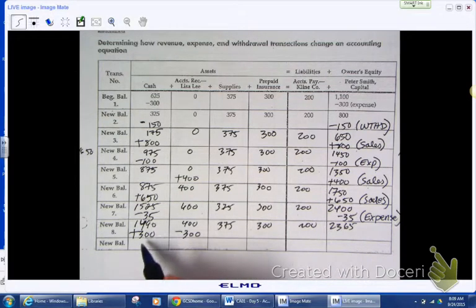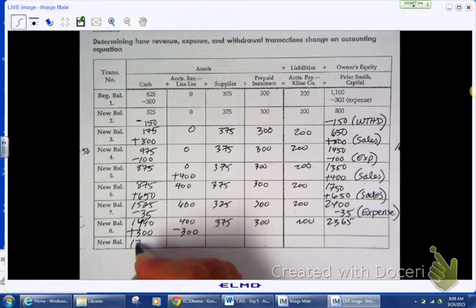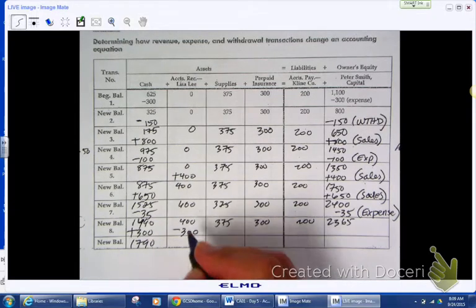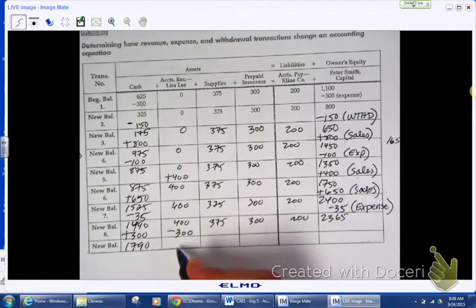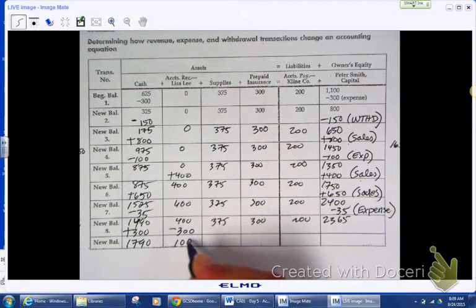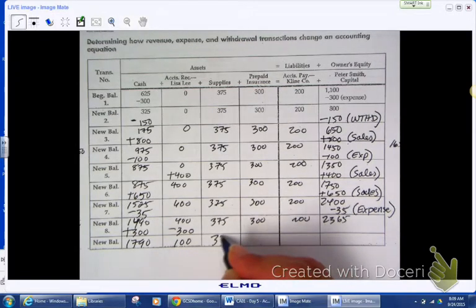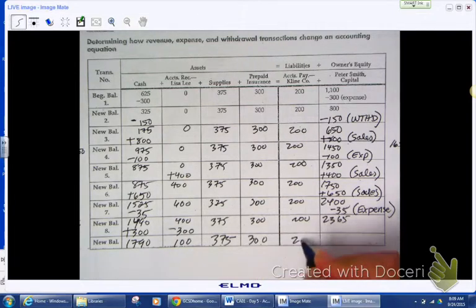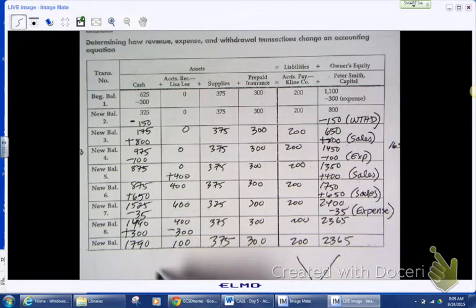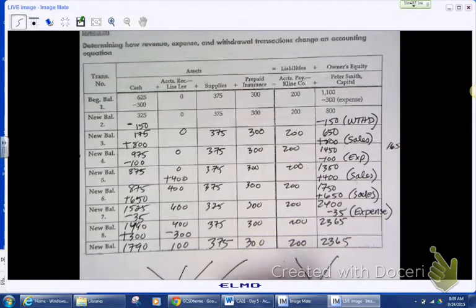Okay. So now we're going to bring our balance down to cash of $1790. Now she only still owes us $100. She reduced it by $300. And then we have supplies, prepaid insurance, accounts payable, and then this stays the same. So if we add these up and we add these up, what do we get?